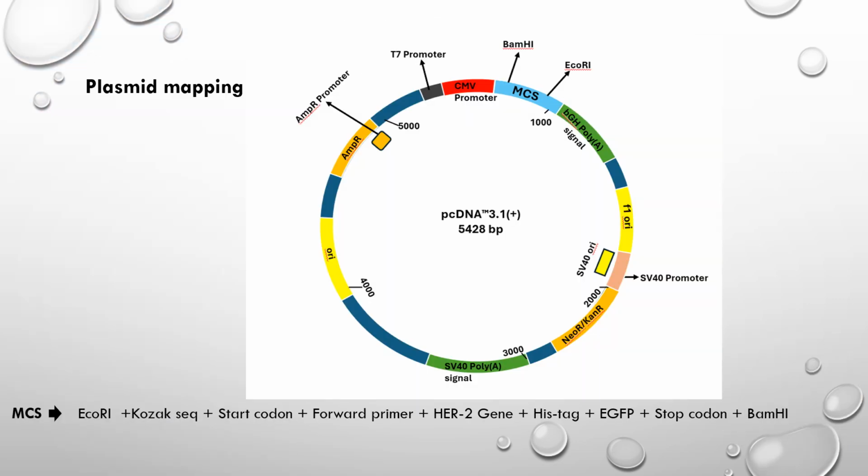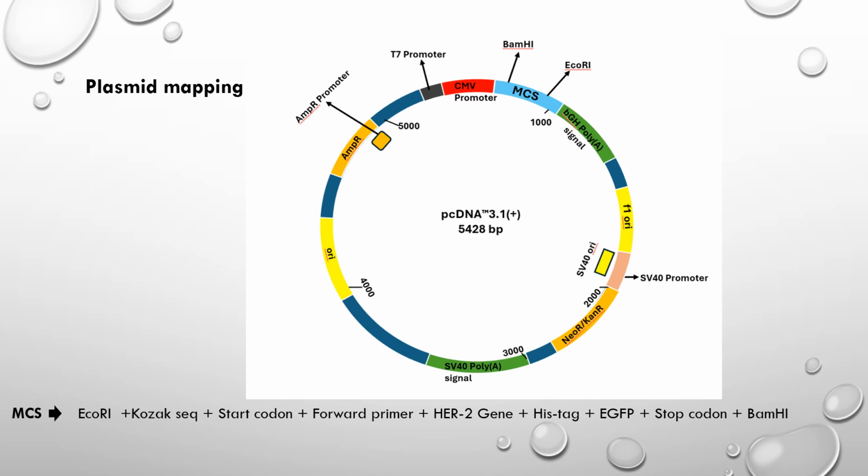Here is a simplified map of our recombinant plasmid. Our plasmid of choice was pcDNA 3.1. Within the multiple cloning site, we had our restriction sites, which are EcoRI and BamHI. The HER2 gene was inserted between the EcoRI and the BamHI restriction sites within the multiple cloning site. The His-tag was also added before the EGFP protein, which is the enhanced green fluorescent protein.